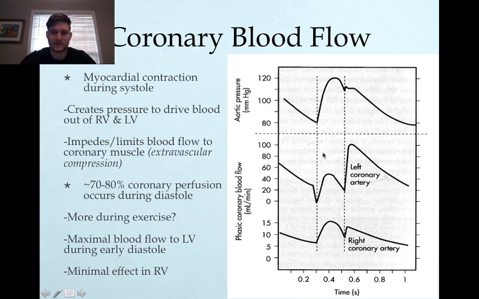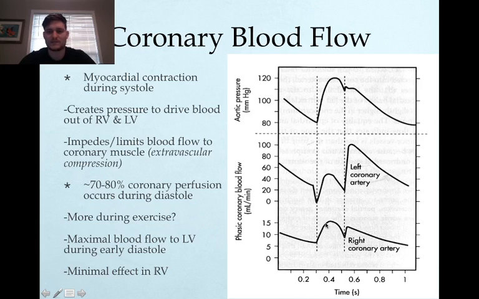So now that you see here, this bar is systole and here is diastole, you're able to tell that when you look at the left coronary artery, which is going to supply the blood flow to the left side of the heart, where the left ventricle is, which is supplying blood flow out to the rest of the body, you see that most of that blood flow occurs right in the beginning of diastole, right after that systolic period.